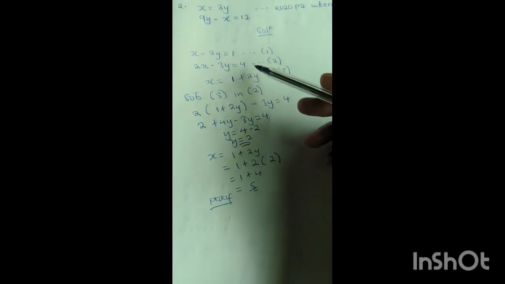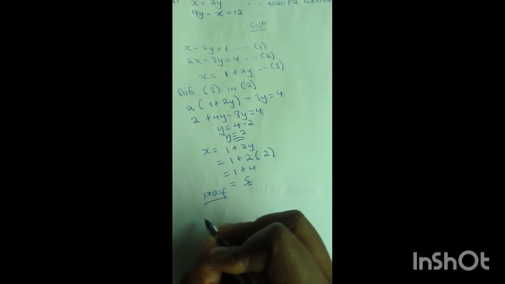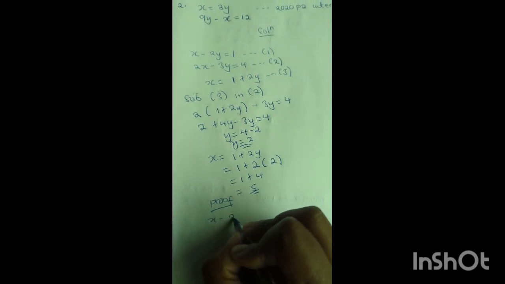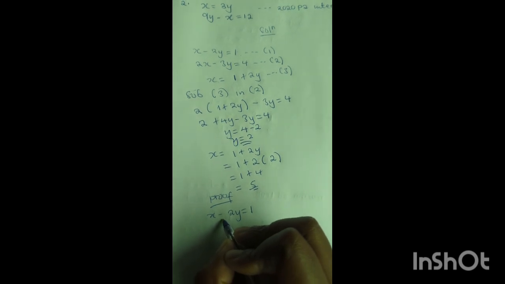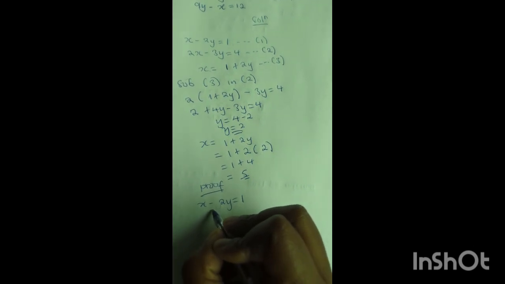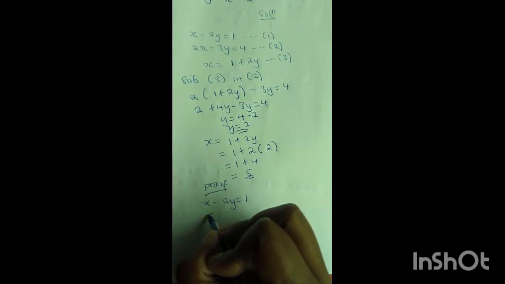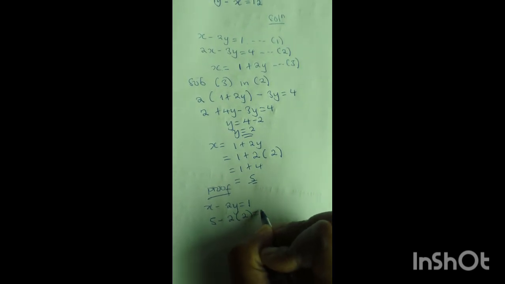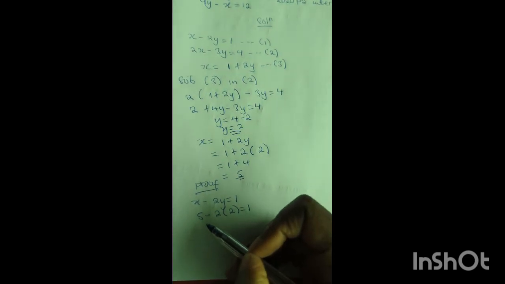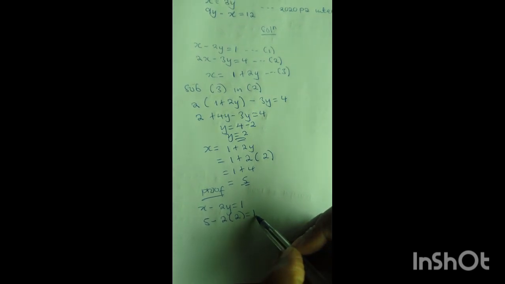So if I pick equation 1 to check, say x minus 2y is equal to 1, right? So where there's x, what am I putting? What's the value of x? 5. 5 minus 2, what's the value of y? 2 equals 1. The answer I get on my left hand side should be the same answer as the right. That's how you know that the values you got are correct.